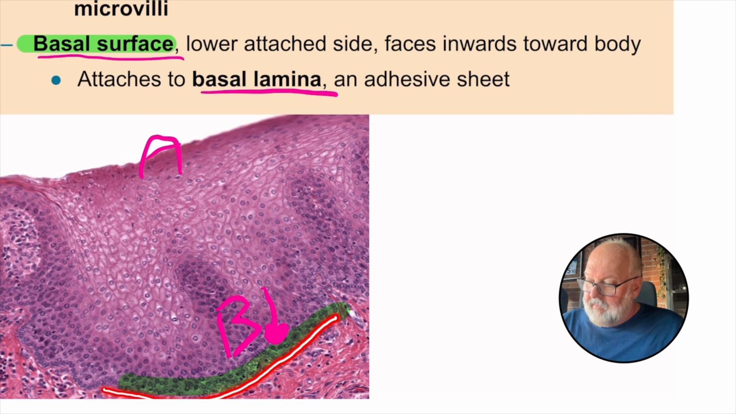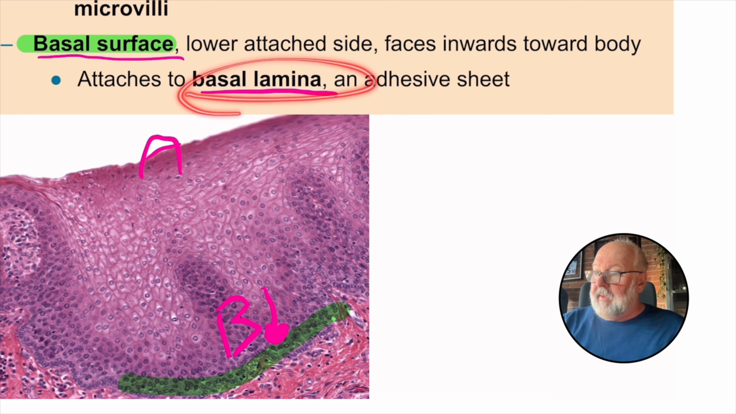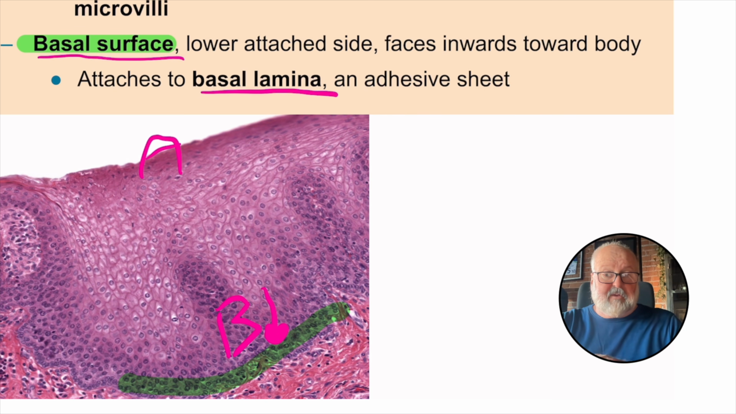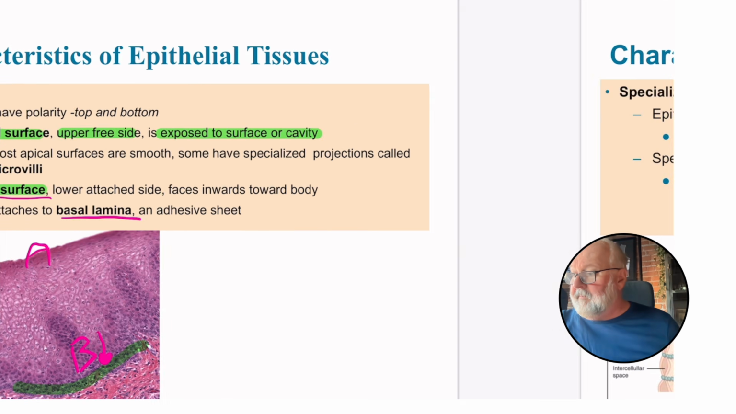Now remember, this is epithelial, and if you remember from our discussions before, what is underneath epithelial? It's connective tissue. So between the epithelial tissue and the connective tissue, we're going to have this thing called the basal lamina. And this is an adhesive sheet. So your epithelium just doesn't slough off as you're walking around doing stuff. Very handy, my friends. Okay.